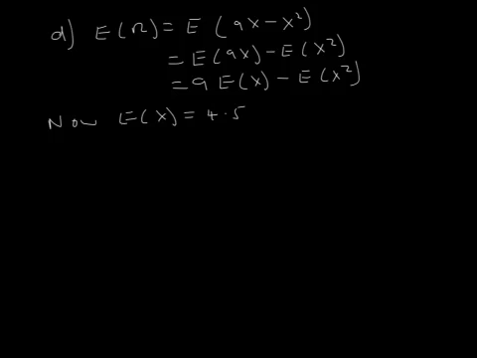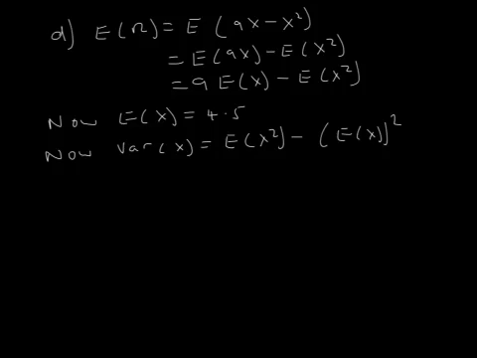The expected value of x squared is a bit harder. Let's think about the variance of x. The formula for the variance of x is the expected value of x squared minus the expected value of x all squared. But there is a formula for the variance of x in a uniform distribution. It's b minus a squared over 12. So that works out to be 81 over 12, which is 27 over 4.